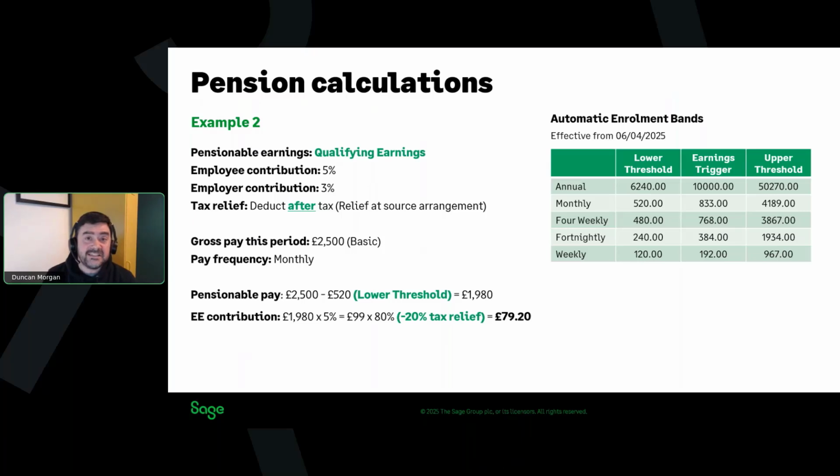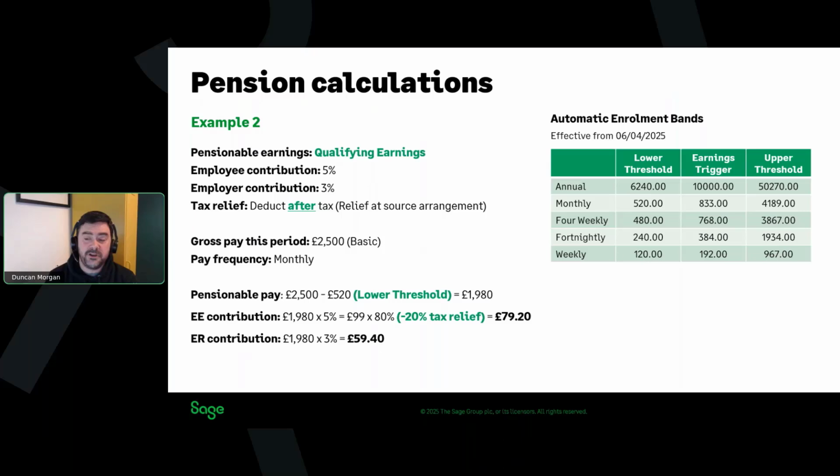The employee's contribution is 5% of the pensionable pay, which is £99, but as it's deducted after tax, we need to reduce that by 20% or multiply it by 80%. 80% of £99 is £79.20. So that will be deducted from the employee after tax, and the tax relief is claimed back directly from HMRC and put into the pension pot.